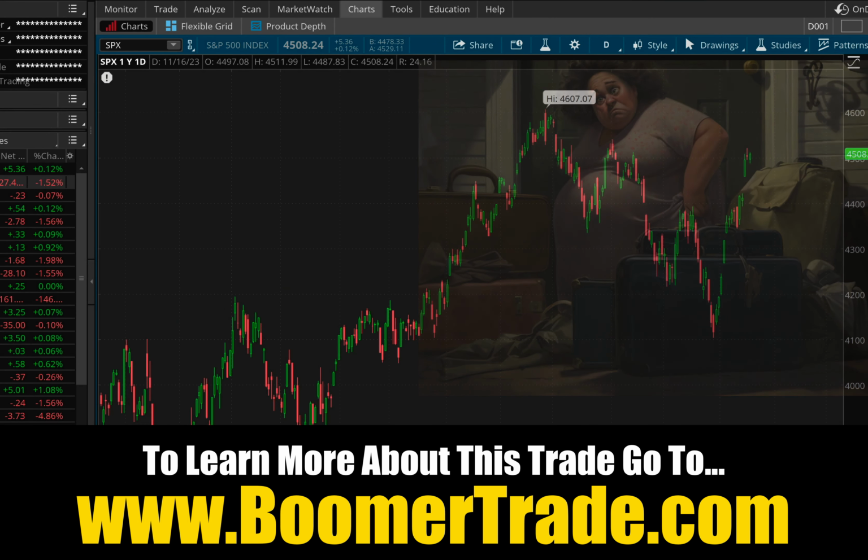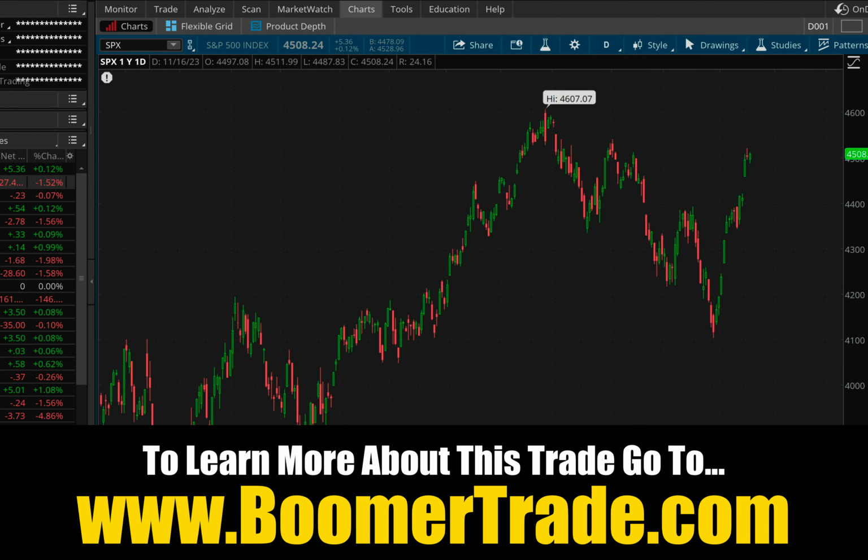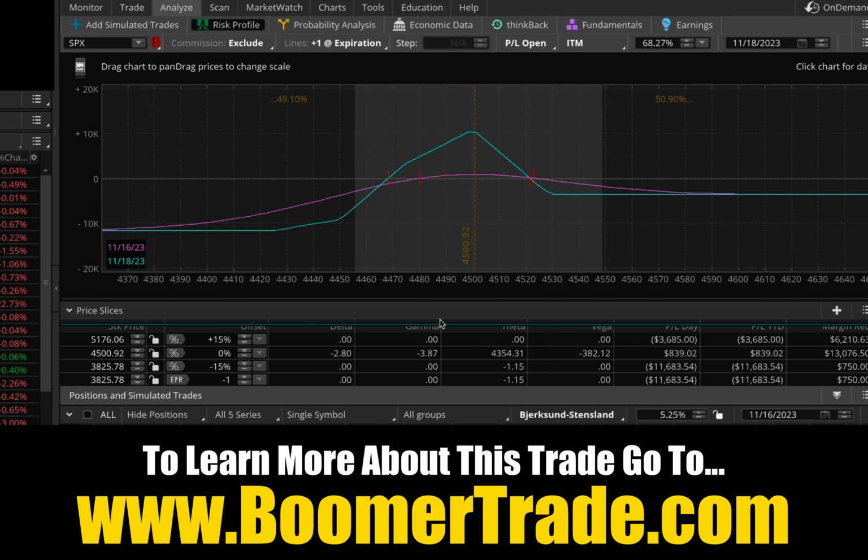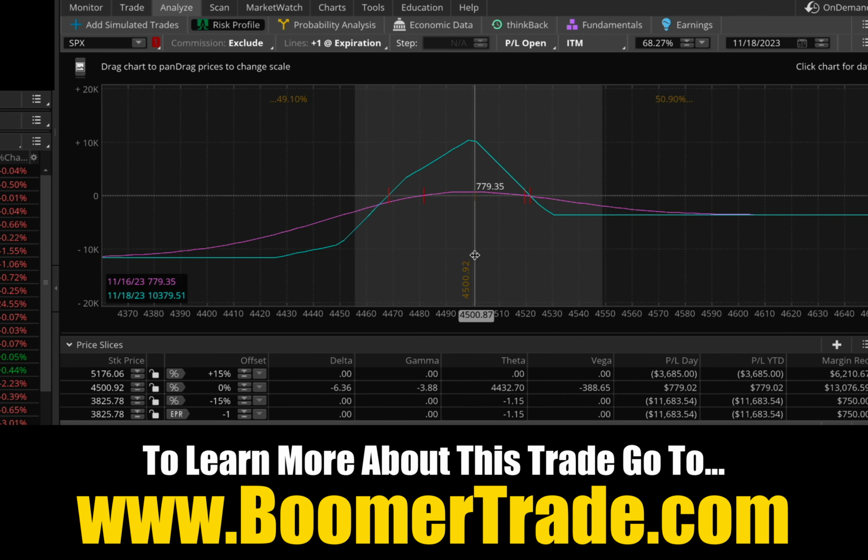So let's take a look at the house guest trade that we did last night, overnight. I actually had a couple of them on. So here's the first one. This one was a beauty, a very pleasant and well-behaved house guest, if I do say so myself. So here it is, the house guest we had last night.